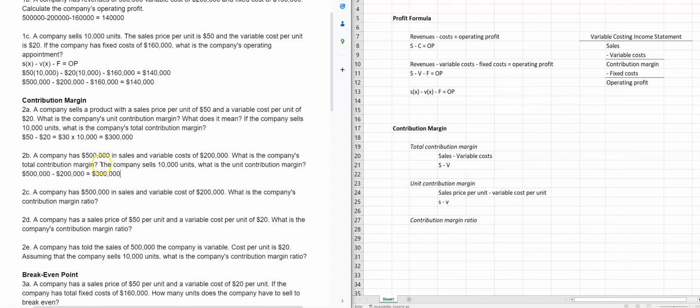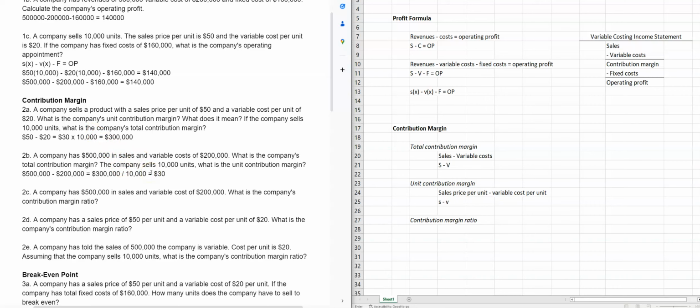Now, the second part of this is saying the company sells 10,000 units. What is the unit contribution margin? Rather than going back to what we learned before, where we convert each of these individually on a per unit basis, we technically could just take our total, divide it by the number of units to get our unit contribution margin of 30.